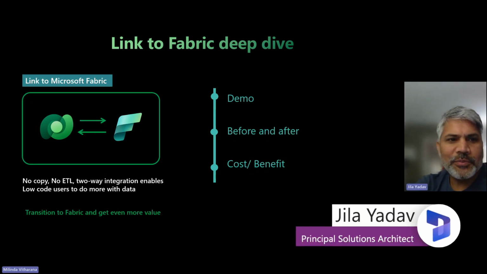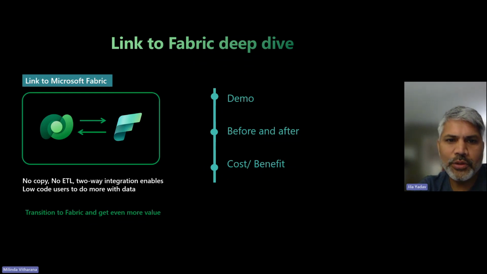All right. Thanks, Melinda. My name is JJ or Jila Yadav. So we'll go through some of the demo experience of the Fabric Link, how easy it is to enable Fabric Link with the Dataverse, and that includes the data from Dynamics applications, all Dynamics applications, be it customer engagement applications or finance and operations. We'll also go over the before and after picture, like how your architecture was before, and if you enable Fabric Link, how you can take advantage of a simpler architecture. And then we'll talk about some of the cost benefit it can bring to the table.